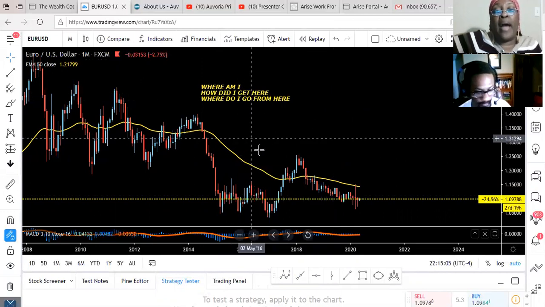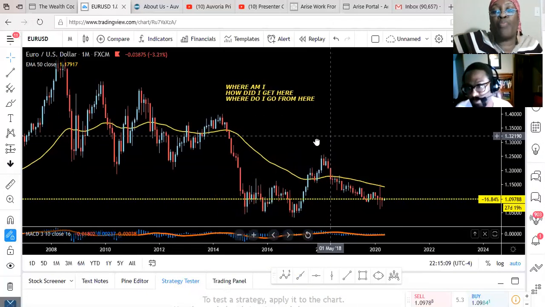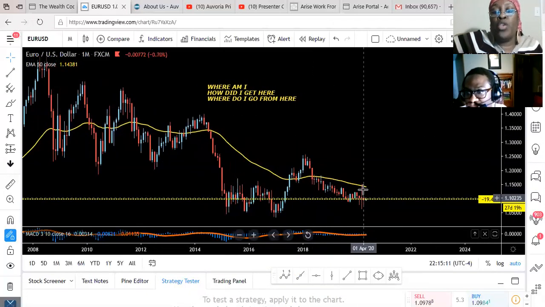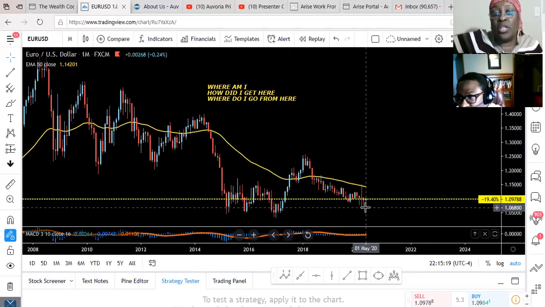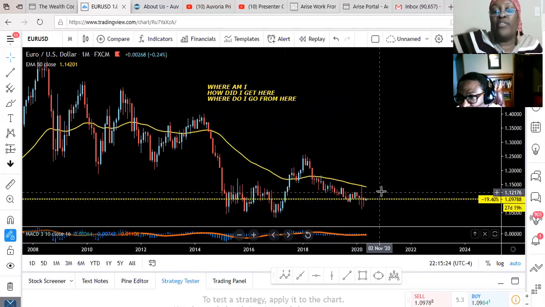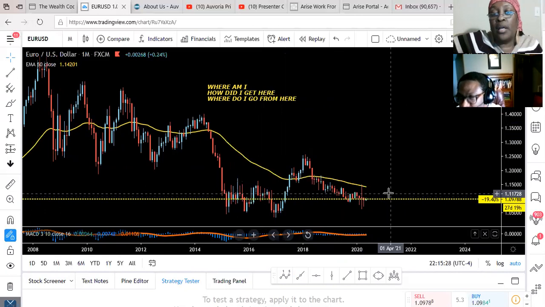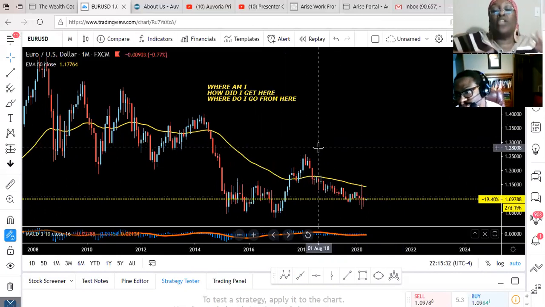So where am I? Where am I refers to price, of course. Where is price right now? And you're looking at the active candle or the last candle. What is price doing? That's basically what you're asking yourself. And then you want to say, well, how did I get here? Whatever it's doing, what happened that led to that? And then, of course, you want to ask, where do I go from here? Meaning, how do I get in the trade now? What position do I take?